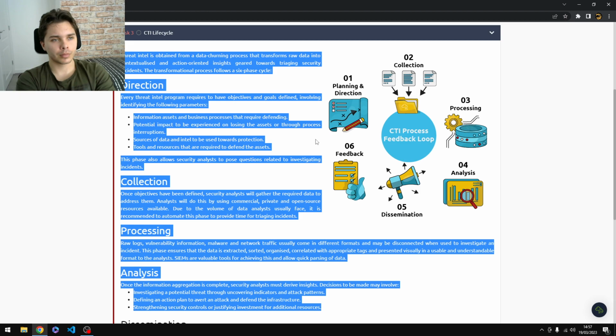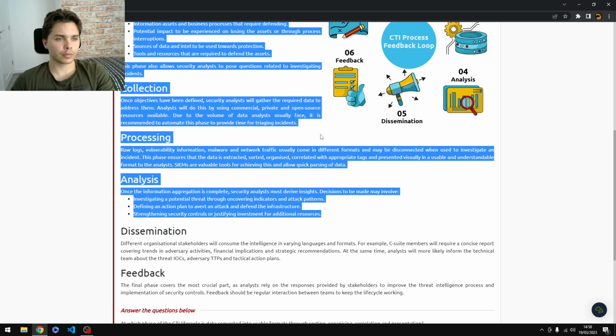Direction: every threat intel program requires to have objectives and goals defined, involving identifying the following parameters. Information assets and business processes that require defending. Potential impact to be experienced on losing the assets or through process interruptions. Sources of data and intel to be used towards protection. Tools and resources that are required to defend the assets. This phase also allows security analysts to pose questions related to investigating incidents.